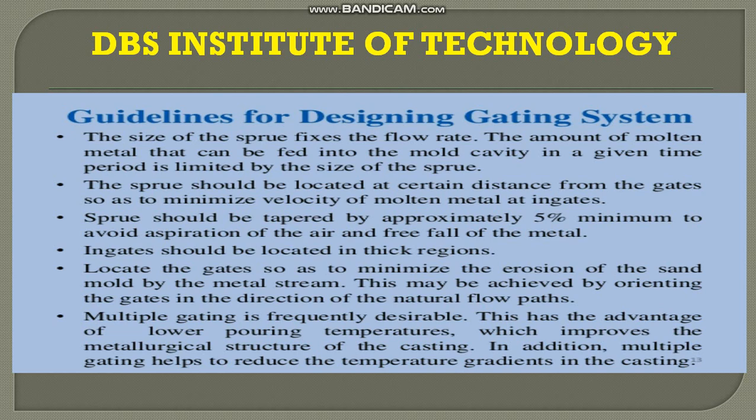Multiple gating is frequently desirable. This has the advantage of lower pouring temperatures. These will improve the metallurgical structure of the casting. In addition, multiple gating helps reduce temperature gradients in the casting.